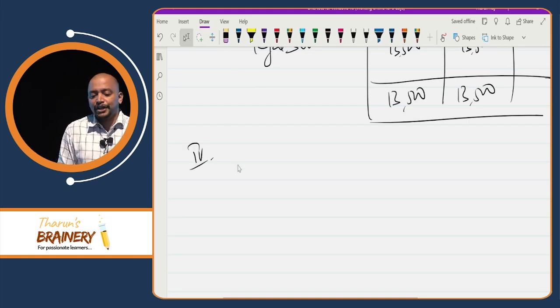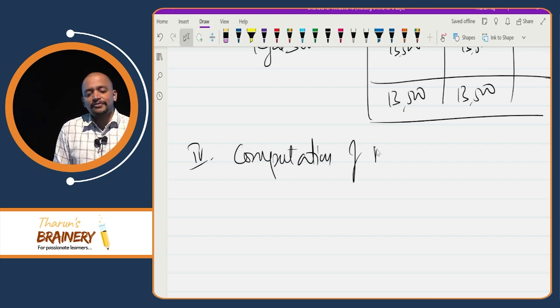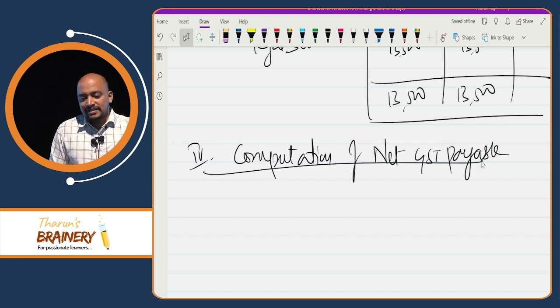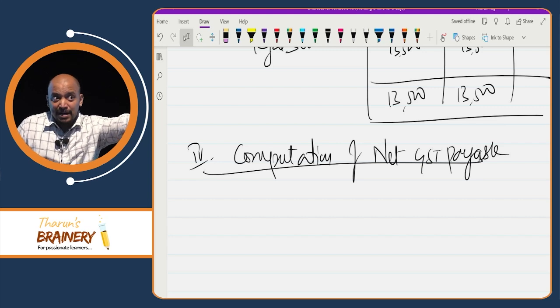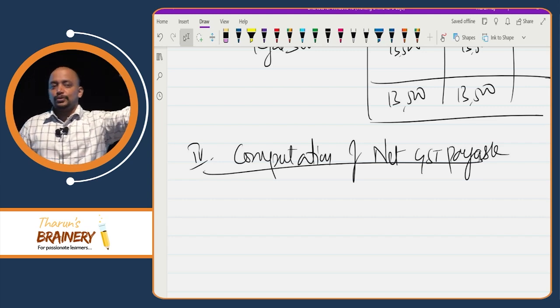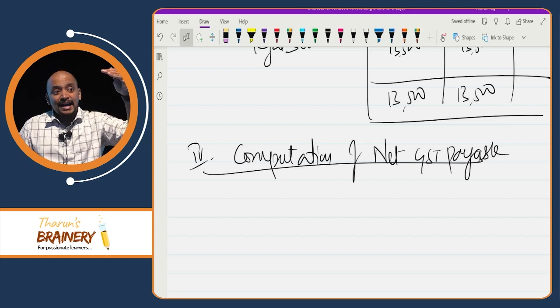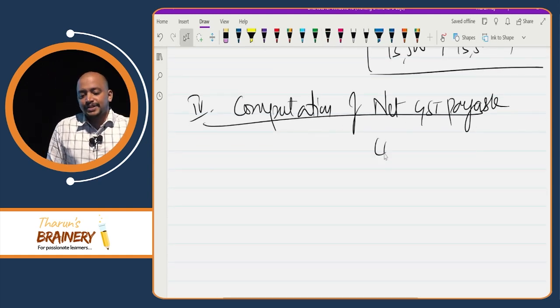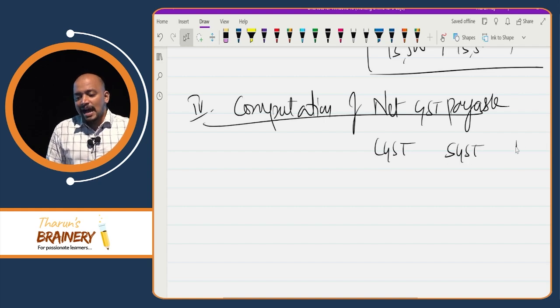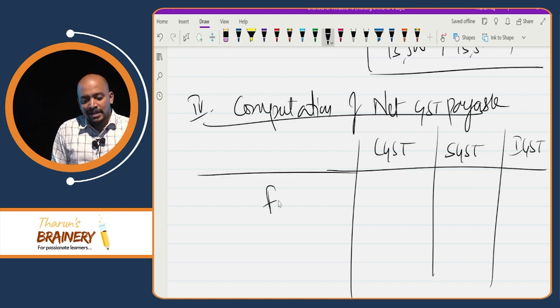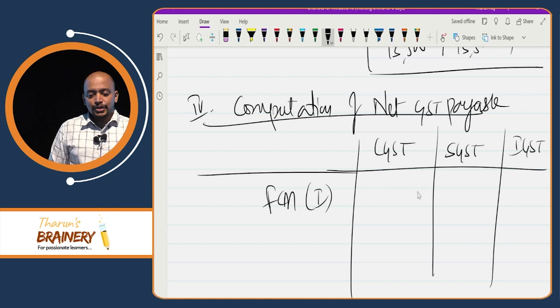Now fourth statement we need to take, that is computation of net GST payable. In computation of net GST payable, please remember the template. We need to take statement number 1 minus statement number 3 plus statement number 2. First will be statement number 1, FCM liability, minus statement number 3, that is ITC. Add RCM. So CGST, SGST, IGST. So first we need to take statement 1, that is FCM liability.